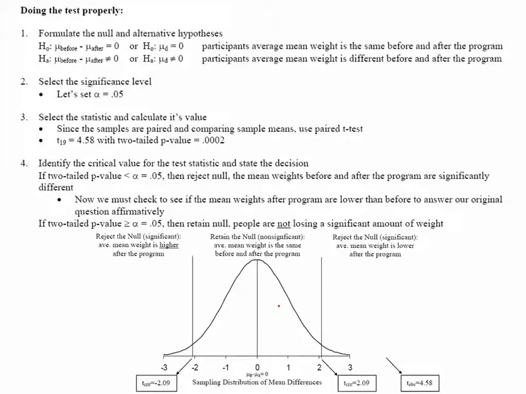So we want to do the test properly. We need to formulate the null and alternative hypothesis. We state the null and alternative hypothesis as the following. The null hypothesis is that the mean difference, notice the subscript d there, means difference, is equal to 0. So we're assuming that there's no weight change. That's the null. The alternative is that there was weight change. Now we're not at this point going to define whether it's more or less. We're just going to say that it's something other than 0. Maybe they gained weight. That wouldn't be good for the weight loss program.